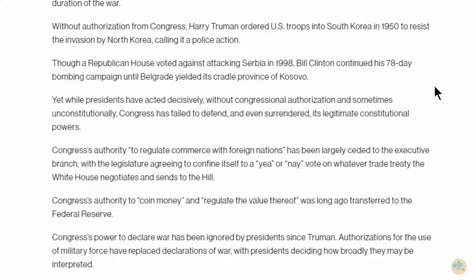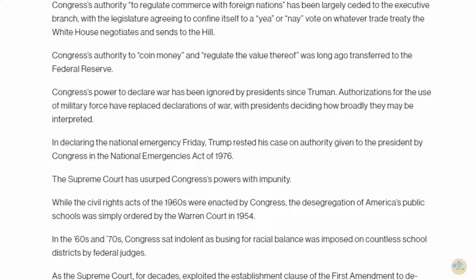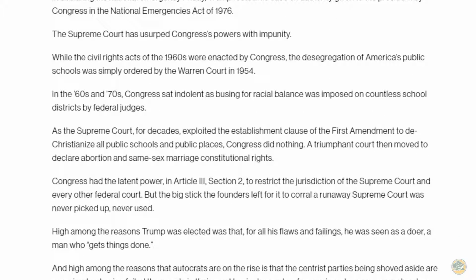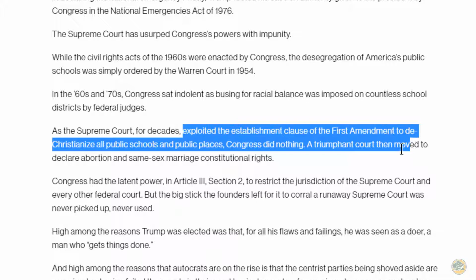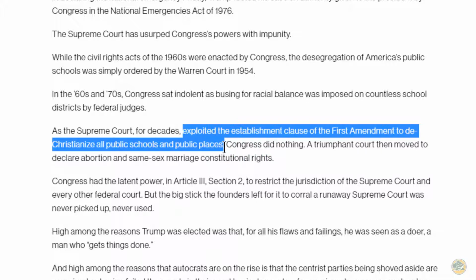Now, because this is a magazine that generally considers its readers to be intellectual and to understand an argument, you will see that there are lots of dates, names of acts, and facts that the author is using to support her argument. Notice also some things here that typically go with the conservative point of view, which is that the Supreme Court has exploited the First Amendment to de-Christianize all public schools and public places, and Congress did nothing.